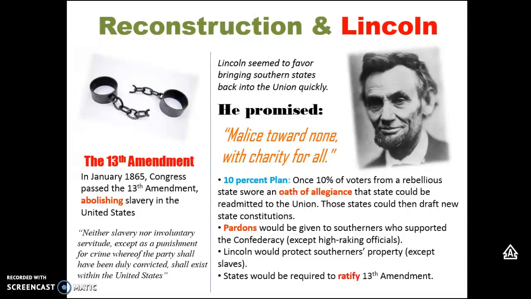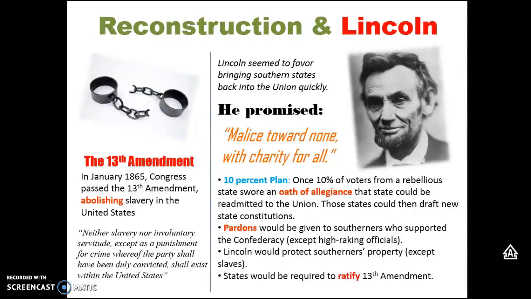Reconstruction and Lincoln. The first amendment that will get added concerning Reconstruction is going to be the 13th Amendment. In January 1865, Congress passed the 13th Amendment, abolishing slavery in the United States. Lincoln seemed to favor bringing Southern states back into the Union quickly. He promised malice towards none with charity for all.